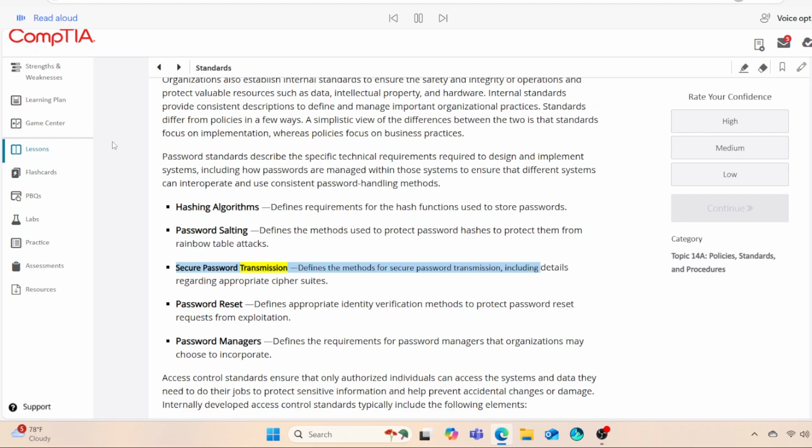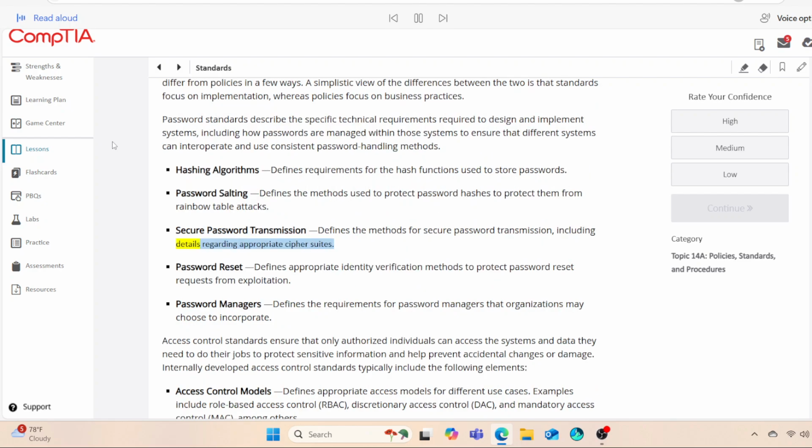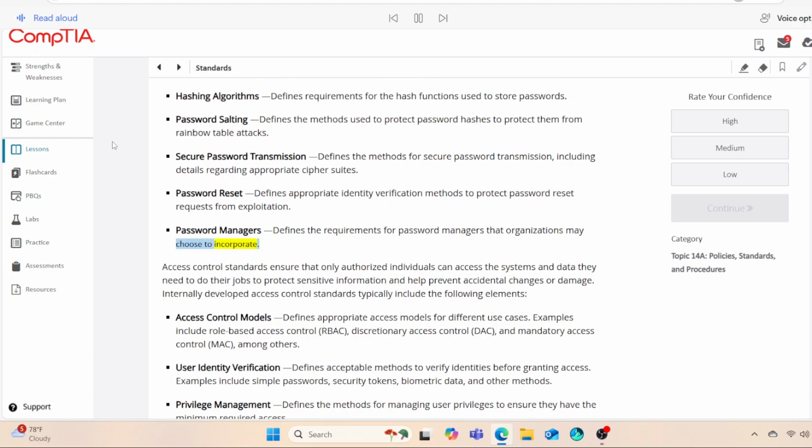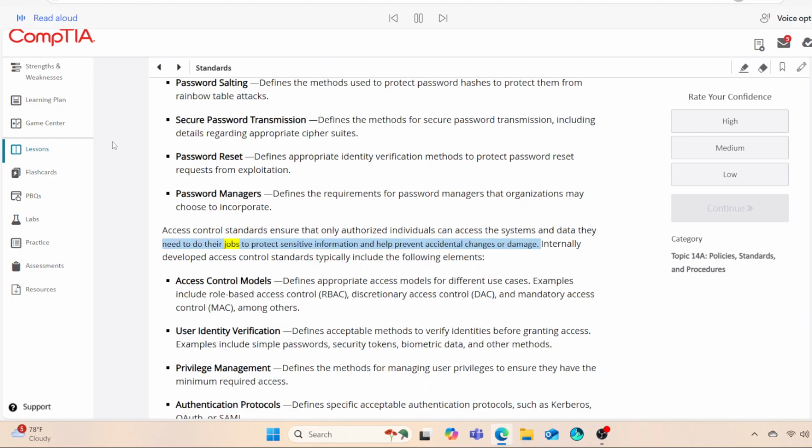Secure password transmission defines the methods for secure password transmission, including details regarding appropriate cipher suites. Password reset defines appropriate identity verification methods to protect password reset requests from exploitation. Password managers defines the requirements for password managers that organizations may choose to incorporate. Access control standards ensure that only authorized individuals can access the systems and data they need to do their jobs to protect sensitive information and help prevent accidental changes or damage.